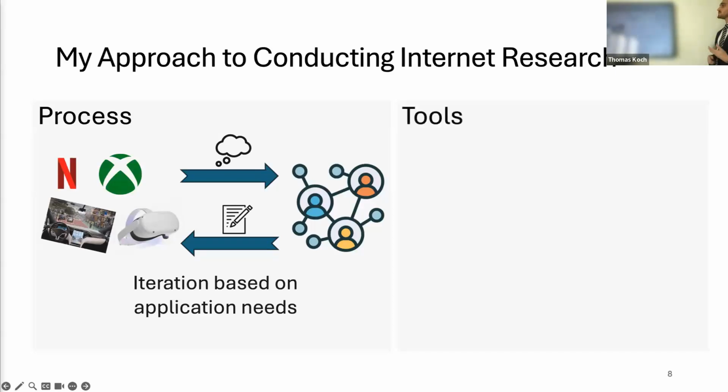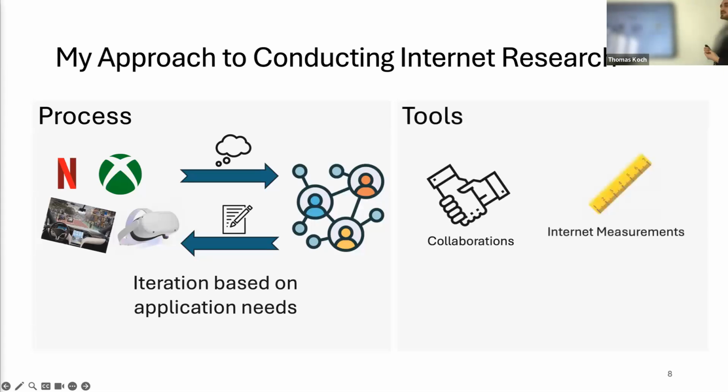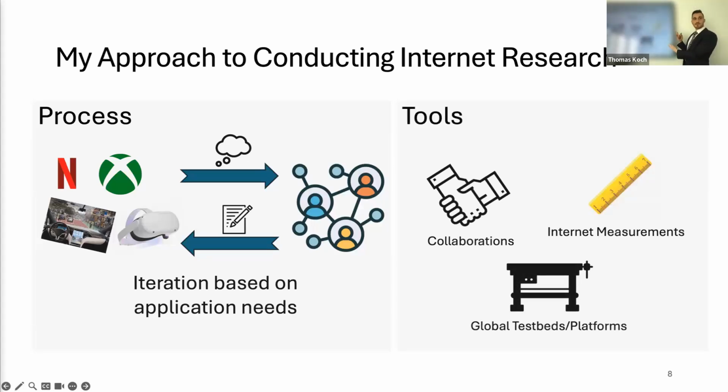I've also used a lot of tools in my research process, and these come up again and again, and they come up in interesting ways in internet research. So not just me, but others in internet research often use these tools. Collaborations, internet measurements, and global testbeds and platforms. And I'll talk about all of this as we go through the talk.